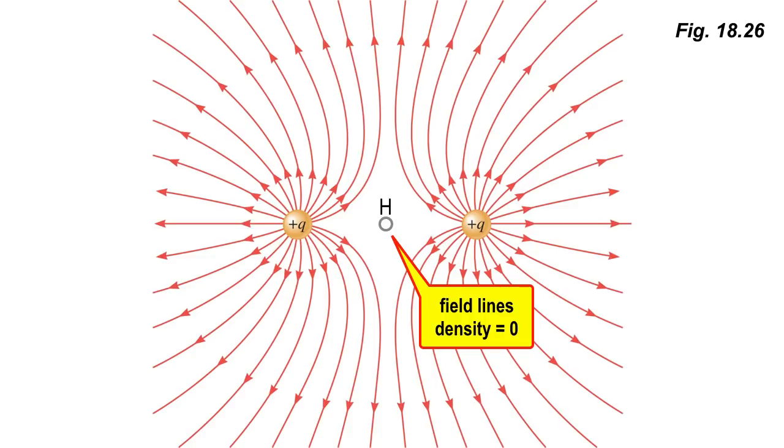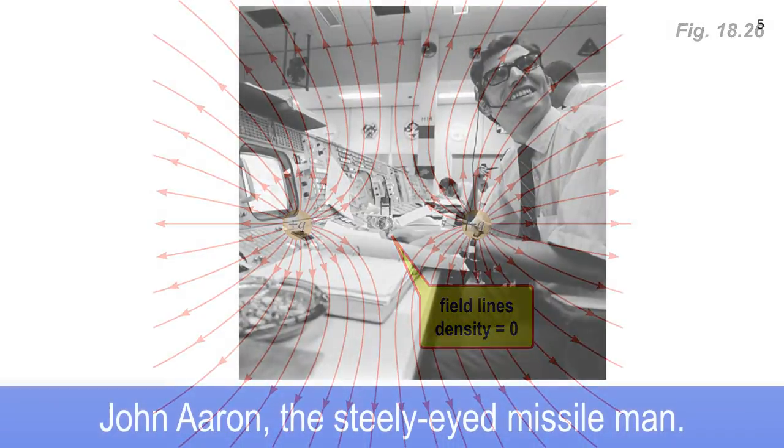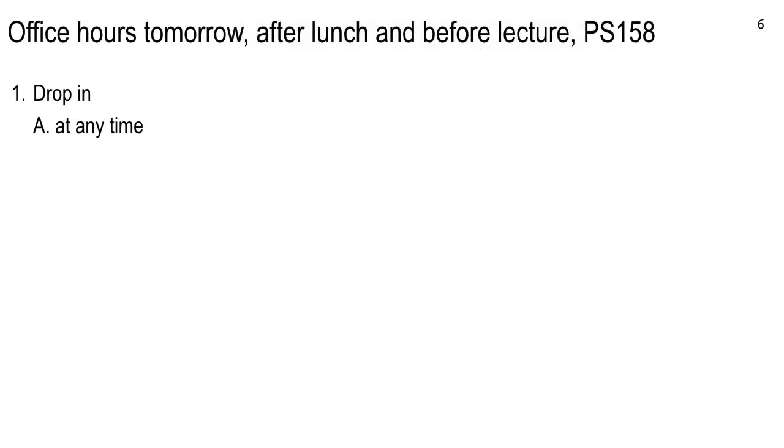So you can talk about field lines. You can also talk about potential, because these field lines tell you the fastest way down the mountain, if you think of the voltage, the potential, as being a mountain. All right. Now, that's my comments about the homework.